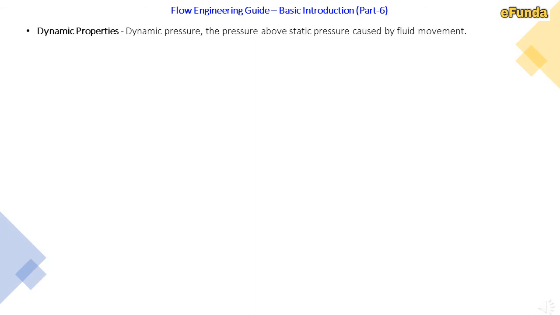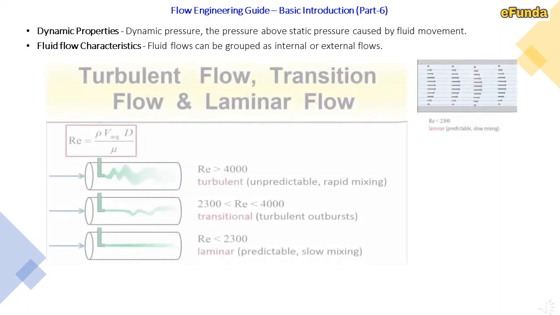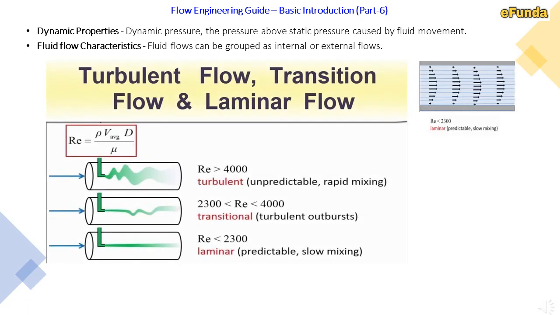Dynamic pressure is the pressure above static pressure caused by fluid movement. Now we will see fluid flow characteristics. Fluid flow can be grouped as internal or external flow. Now we will see various types of flow.